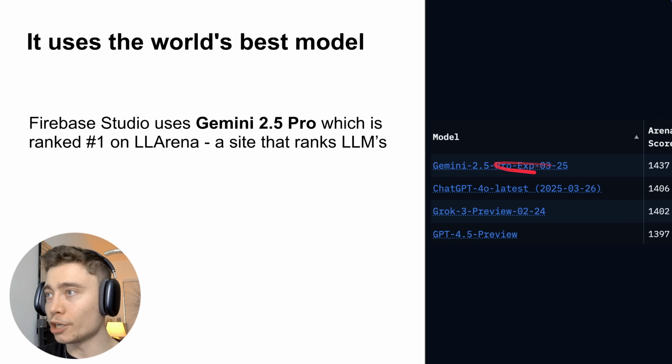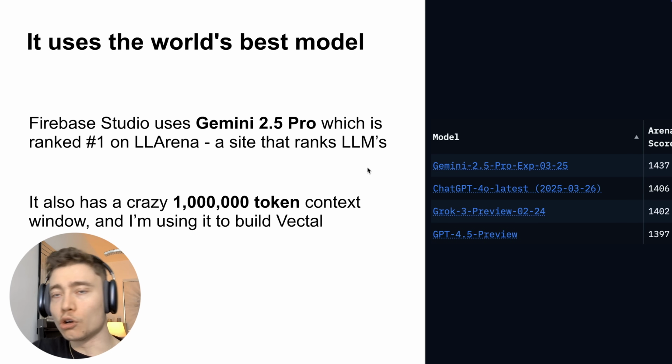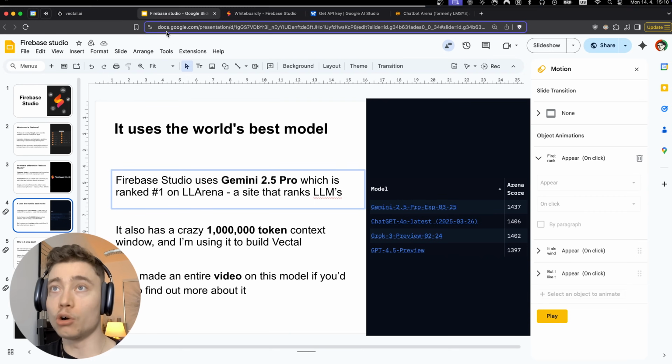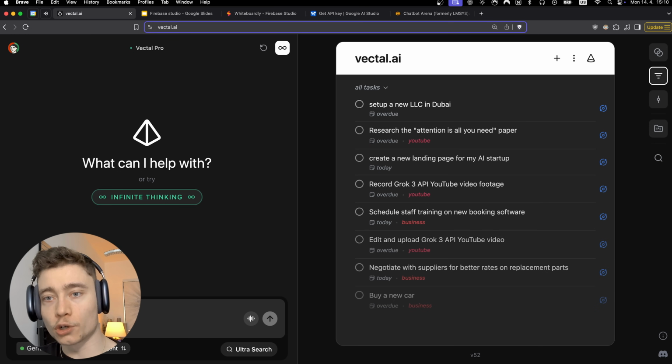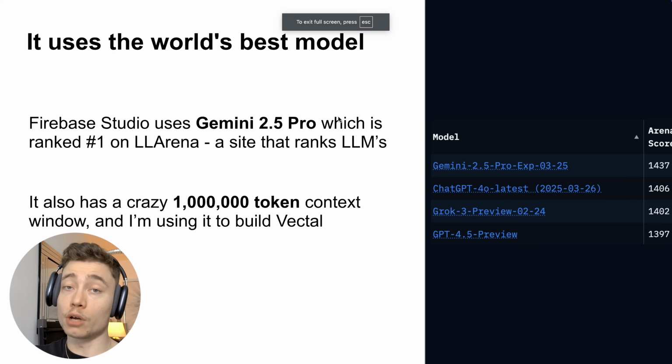So as you can see, Gemini 2.5 Pro is far ahead of the second model, which currently is ChatGPT 4.0 latest, and it's like 31 points in the lead, which is a huge lead. It also has an amazing 1 million token context window, which means it can easily fit multiple books, or if you're using Vectoral, all of your tasks, all of your nodes, all the user context you have can easily fit into every single prompt that you send, which is obviously super useful.